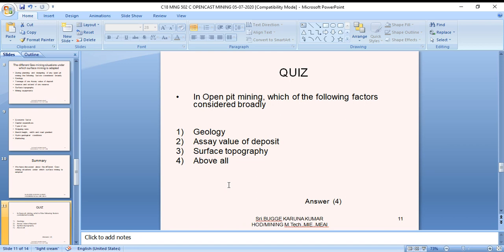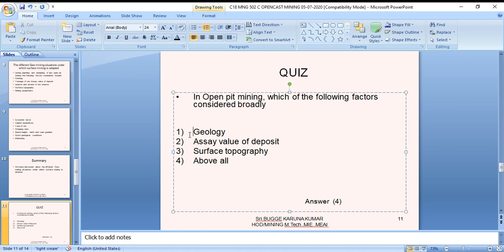In open pit mining, which of the following factors are considered broadly? One second, I am repeating. In open pit mining, which of the following factors are considered broadly? Number one, geology. Number two, SA value of the deposit. Number three, surface topography. Above all, which factors are considered broadly in open pit?